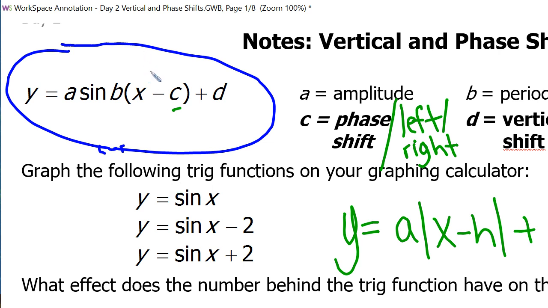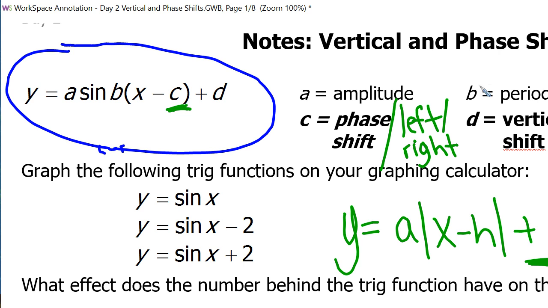Now the D value, the number that's added or subtracted to the back, just like over here, what does that K value do to that absolute value parent function? Moves it vertically up or down. So the vertical shift, that D value will make it move up or down. So the number inside the grouping symbol moves it left or right. The number behind the grouping symbol moves it up or down.